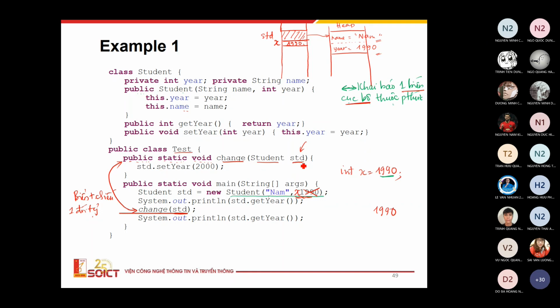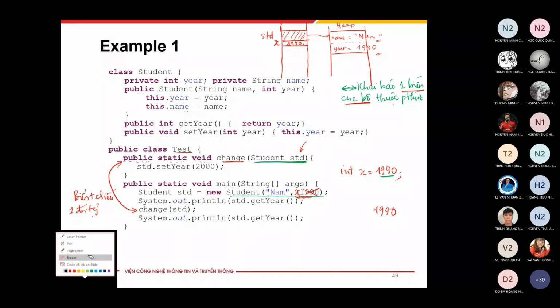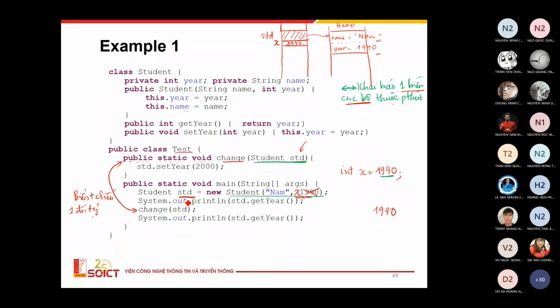Bây giờ chúng ta phải phân biệt giữa std ở phương thức trên này và std ở chương trình chính. Tôi vẽ nó thành màu xanh, mặc dù tên nó giống nhau nhưng đừng nhầm lẫn nhé. Đây là biến cục bộ của phương thức. Còn std này chính là std của chương trình chính, tôi dùng màu đỏ cho nó dễ. std này chính là std của chương trình chính truyền vào đây. Nhưng std trong lời khai báo phương thức trên này là std cục bộ của phương thức.